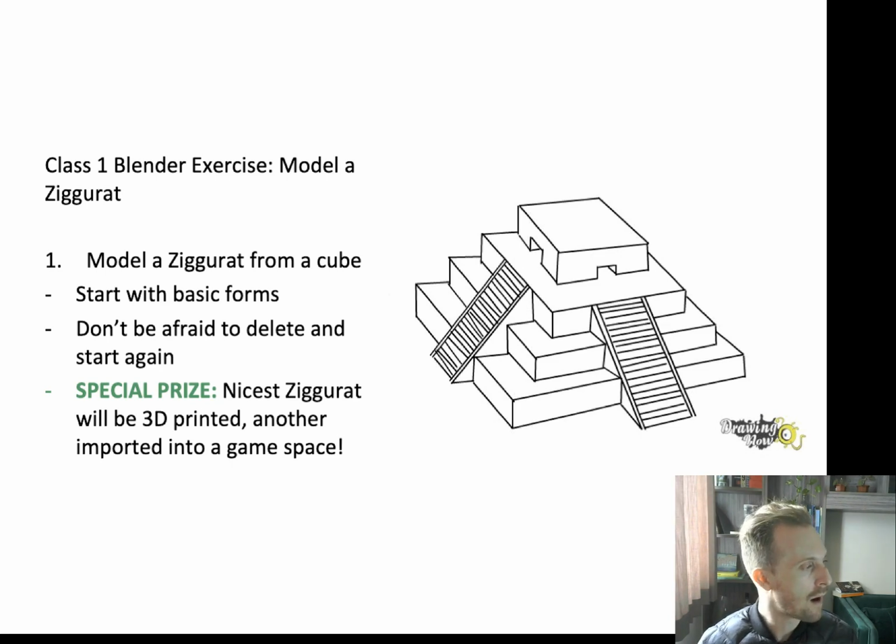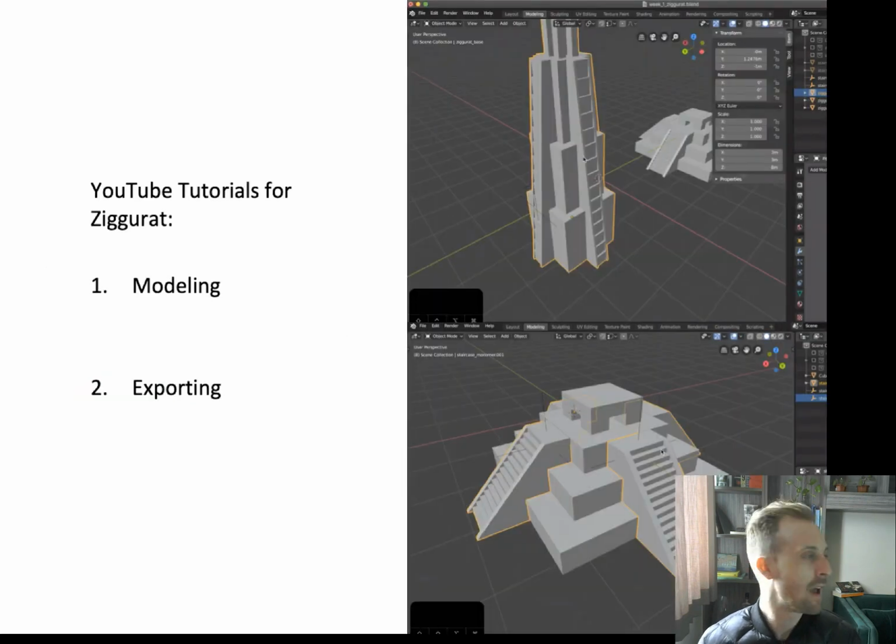I also said that there'll be a special prize for whoever makes the nicest ziggurat 3D model, and I'll try to 3D print it for you and give it to you as a little present in class. And I've uploaded 2 YouTube tutorials to help with this first task. The first one covers how to 3D model a very basic ziggurat, and I introduced a few more advanced techniques, including the use of modifiers and arrays.